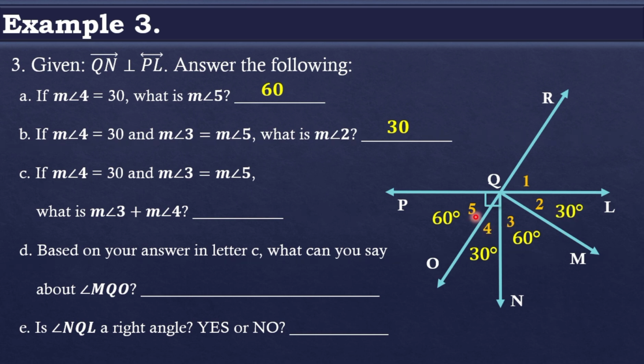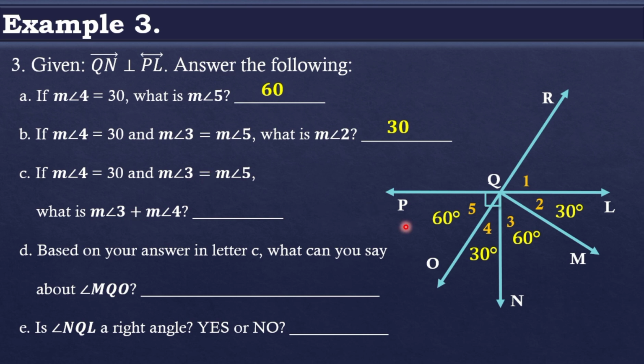Every time na may kukuha tayong sagot, ilagay po natin para nakikita natin siya. Now, the measure of angle 4 is 30. The measure of angle 3 is equal to the measure of angle 5. Ito siya. Now, ang hinahanap, what is the sum of the measure of angle 3 and angle 4?